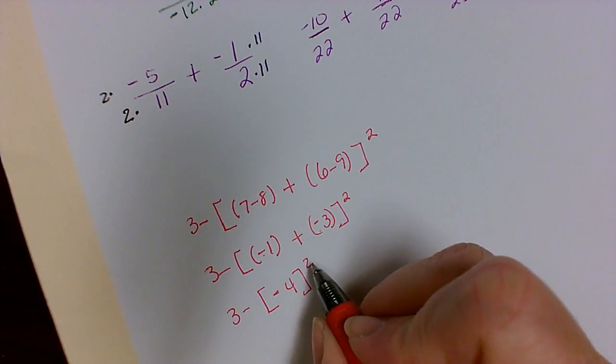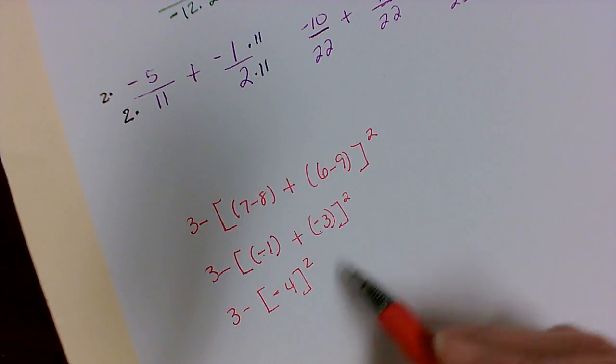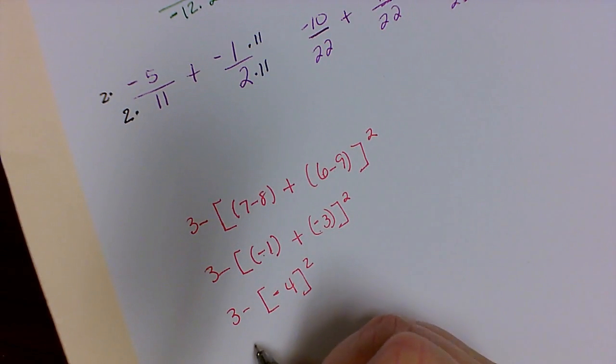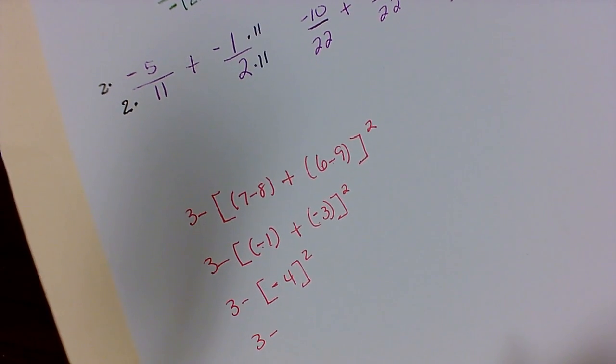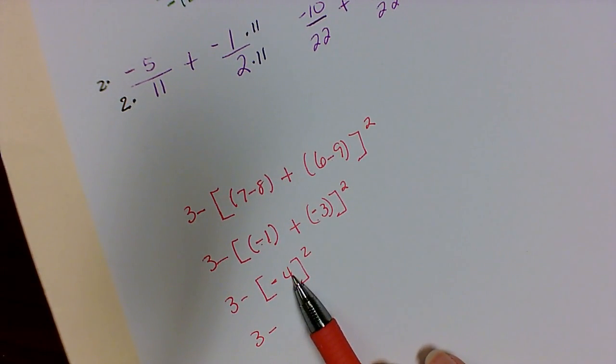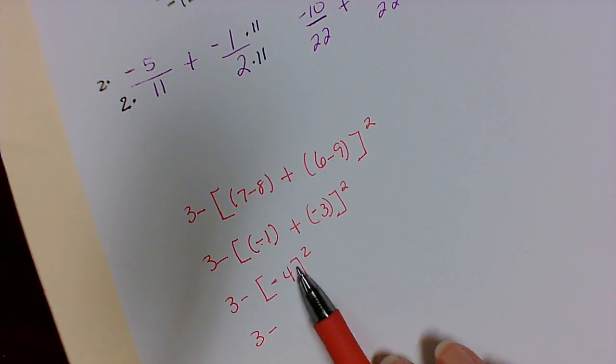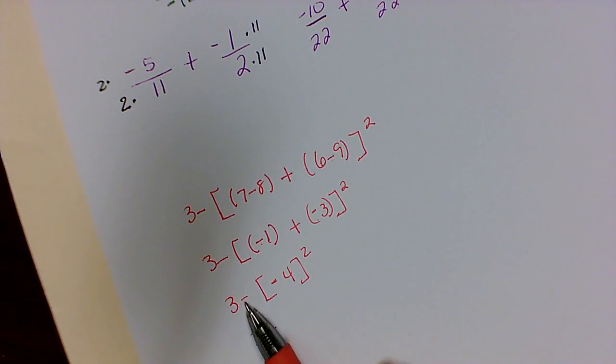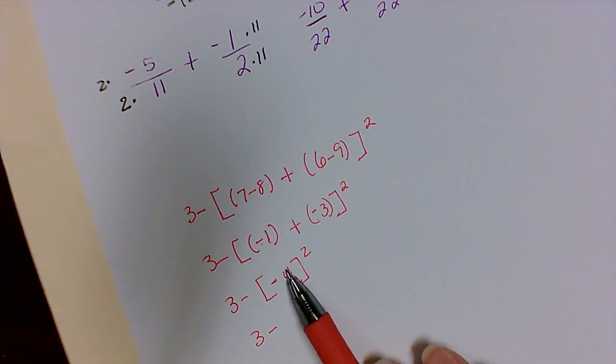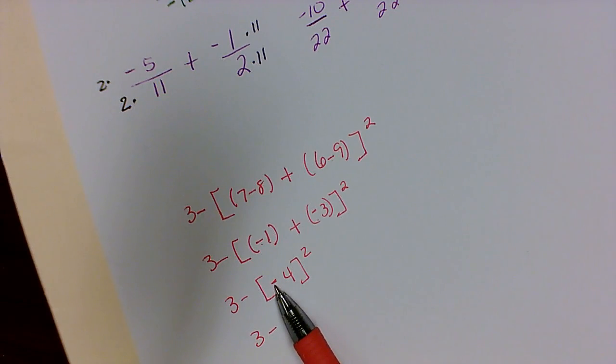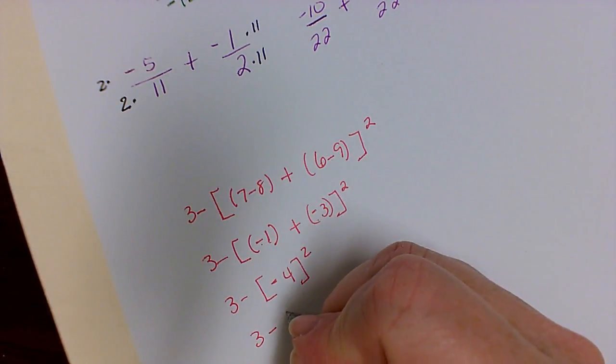So I'm going to take care of my exponents next because I've taken care of all of the groupings. So 3 minus -4 squared. Anything squared is positive, so this number will become positive. There is the negative sign that's coming down, but this will be positive. So negative times negative is positive. 4 times 4 is 16.